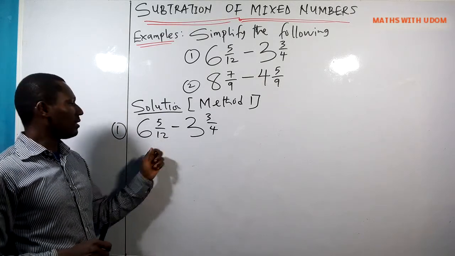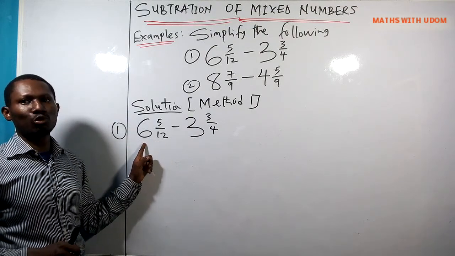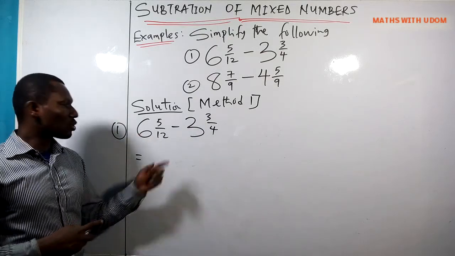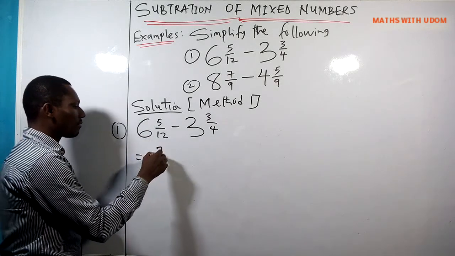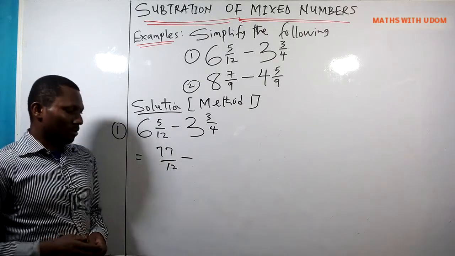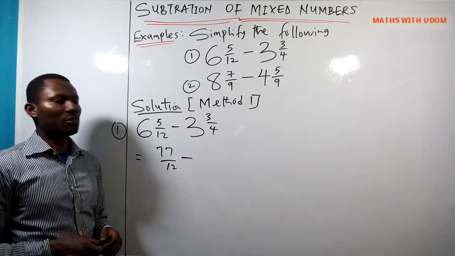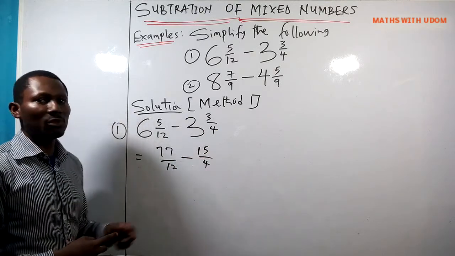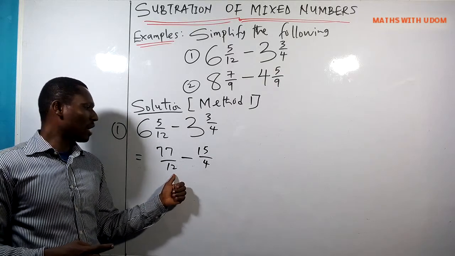We have 12 multiplied by 6. 12 times 6 will give us 72. So 72 plus 5 will give us 77. So we have 77 divided by 12, minus 4 times 3, which is 12. 12 plus 3 will give us 15. So 15 divided by 4. The next thing we need is the LCM of our denominators, 12 and 4.